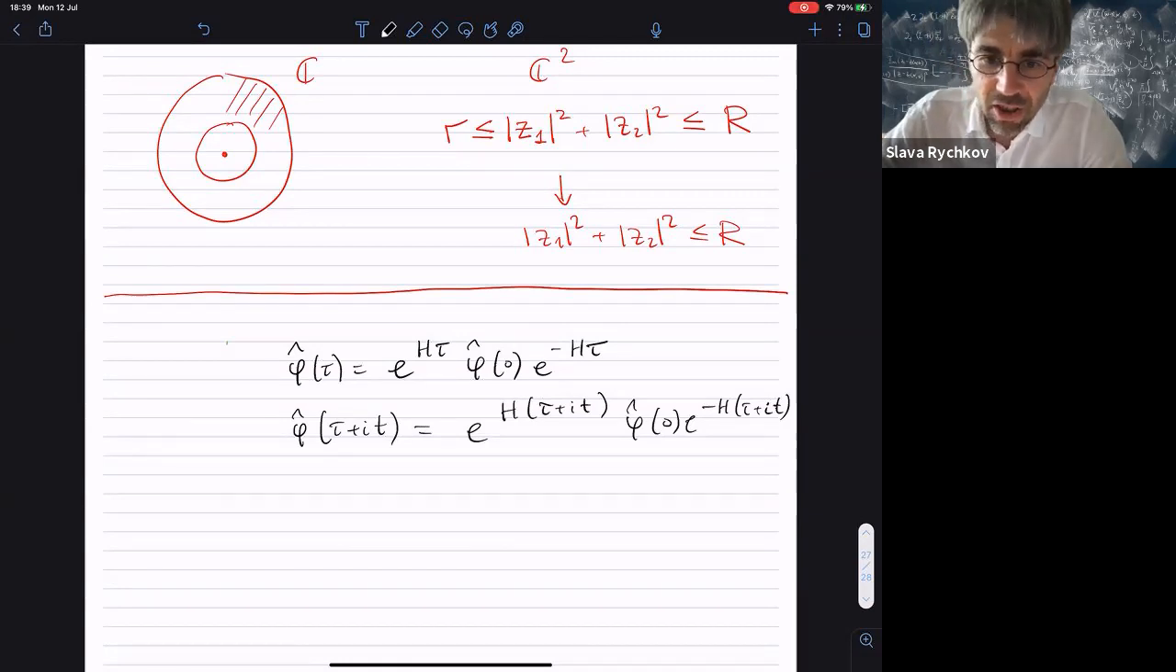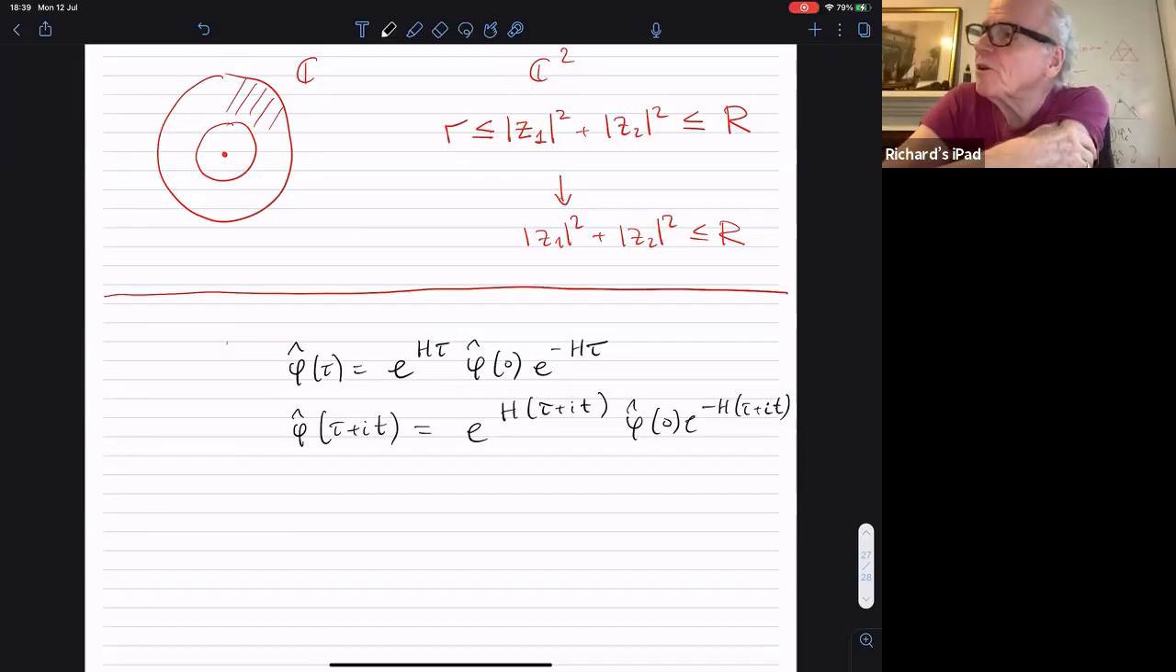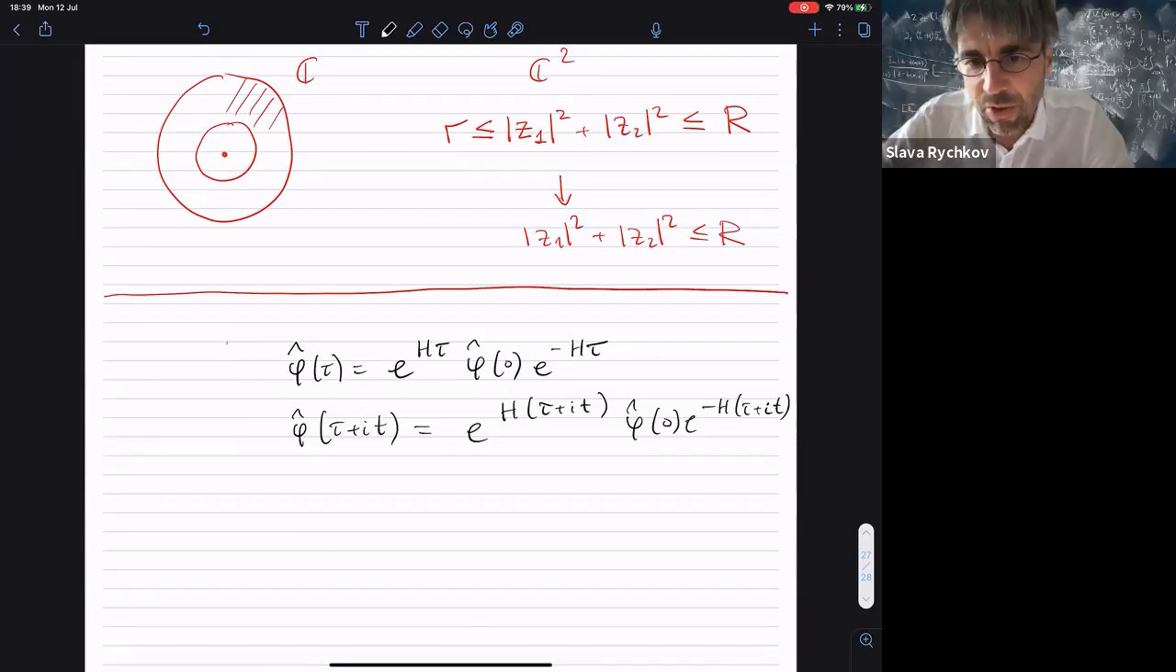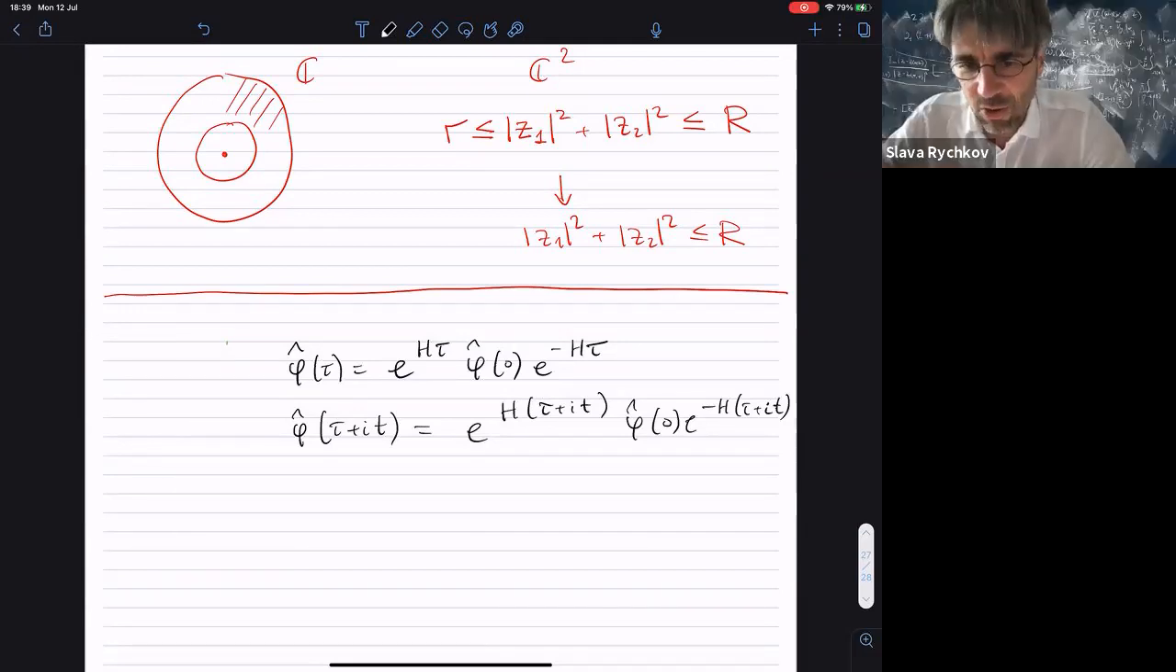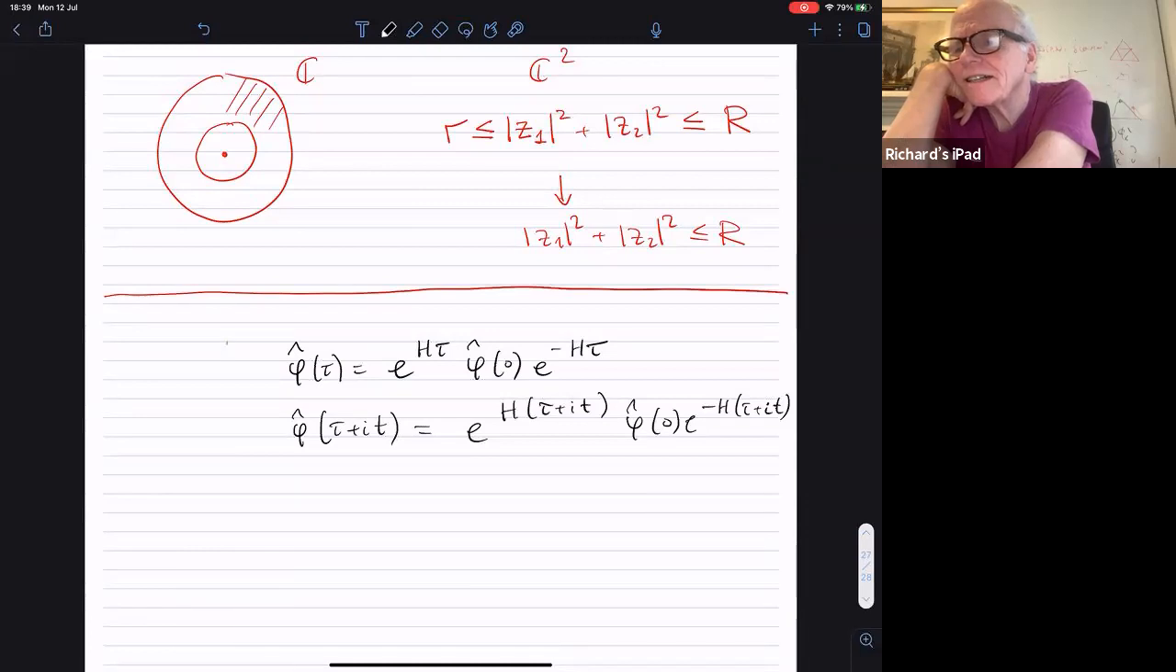Anyway, this is what everybody's doing. We do this in a setup where translation invariance is broken because we're on the lattice. Rotation invariance is broken and so on. In our setup, we have exact rotation and translation invariance.